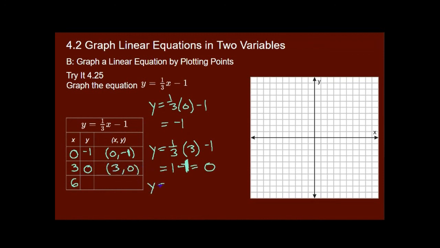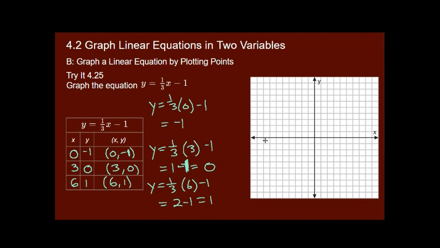And now I'm going to put 6 in there. Y equals 1/3 times 6 minus 1. 1/3 times 6 is equal to 2 minus 1, which is equal to 1. So 1 goes in here. My last ordered pair is 6, 1.